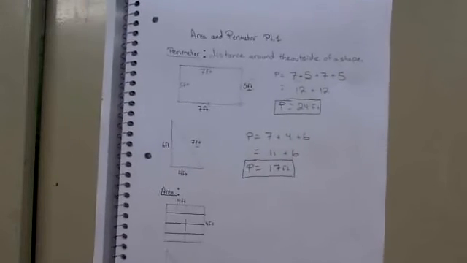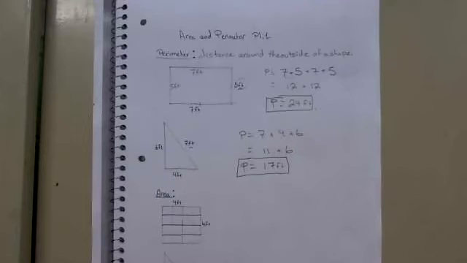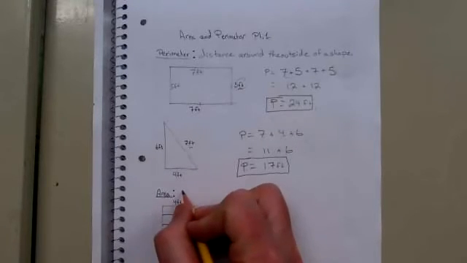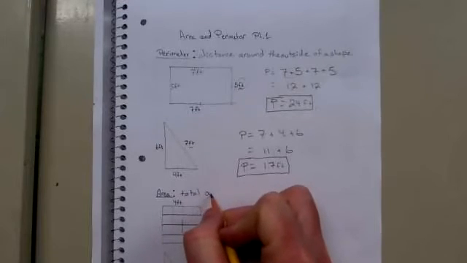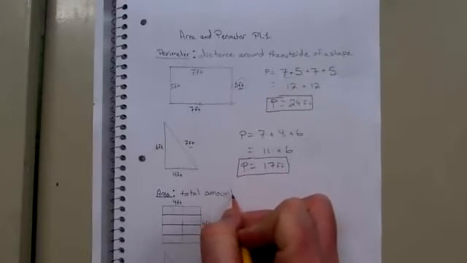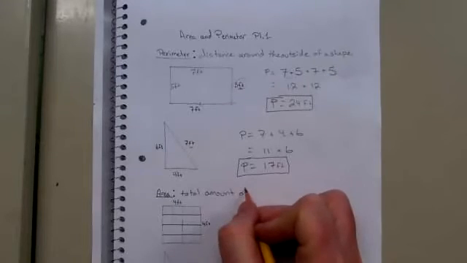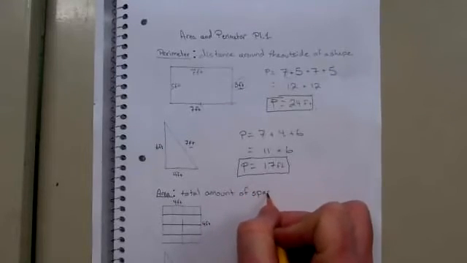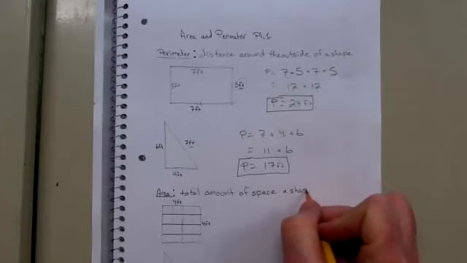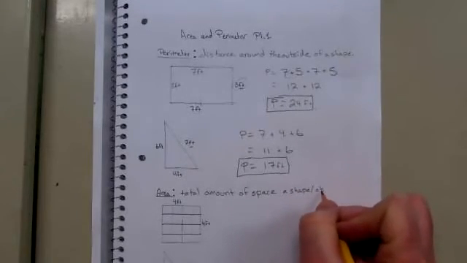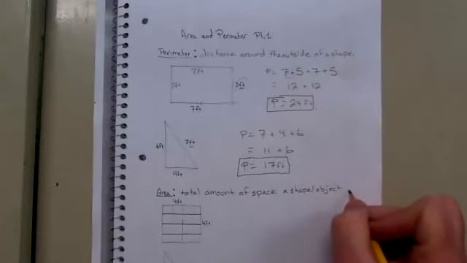The other thing we're going to talk about is area. Area is the total amount of space a shape or object takes up.